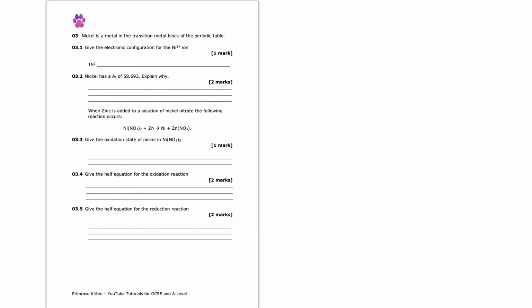Okay, so we're told that nickel is a metal in the transition metal block of the periodic table, and we're asked to give the electronic configuration for the nickel 2+ ion. So here what I would recommend that we do is we start off with saying, okay, for 3.1 here, what would just nickel be? That's always how I would start this. How would just nickel be? And nickel would be 1s2, 2s2, 2p6, 3s2, 3p6, 4s2, 3d8.